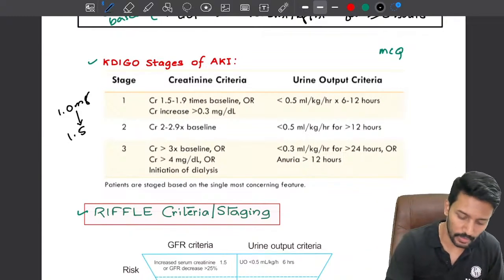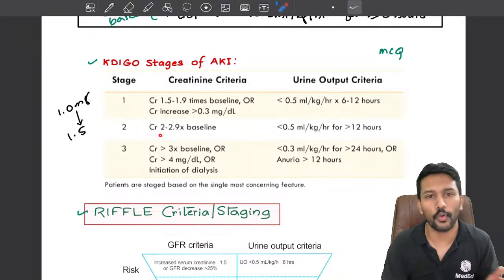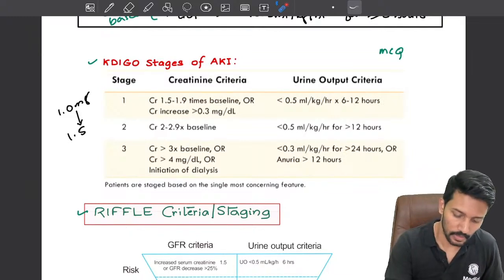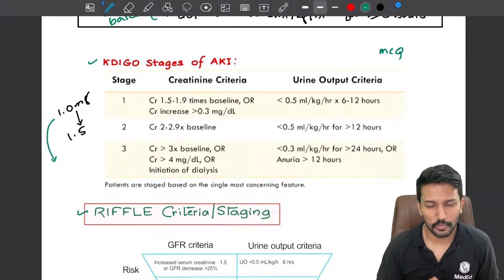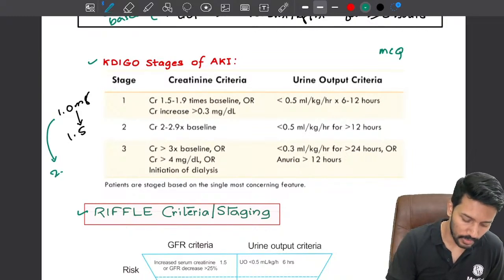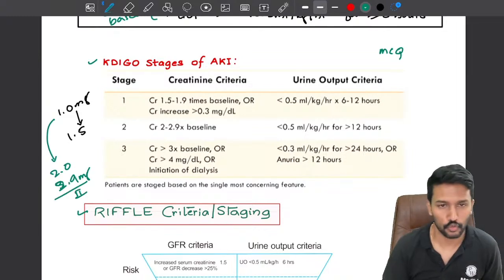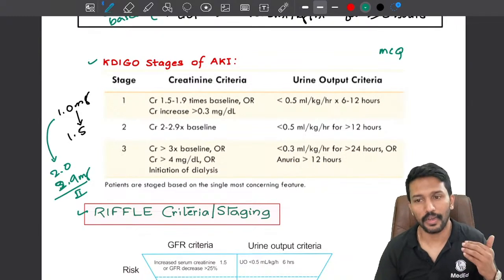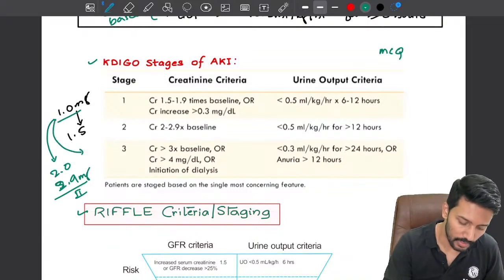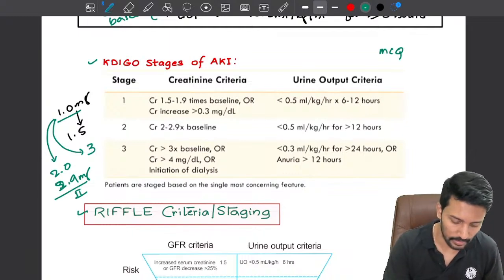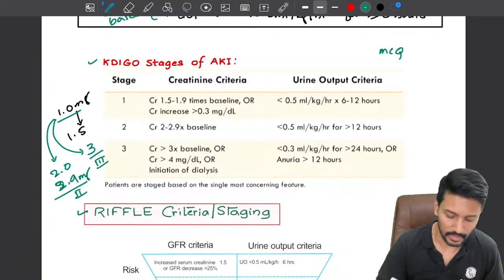In stage 2, the creatinine becomes 2 to 2.9 times the baseline. So if this starting creatinine of 1 milligram per deciliter becomes, let me say, 2 milligrams, or it becomes 2.9 milligrams per deciliter, then it will be called stage 2, right? If the creatinine becomes 3 times the baseline or more, like 1 was the baseline, from 1 it becomes 3, or becomes 3.1 or anything, then it will be considered stage 3.